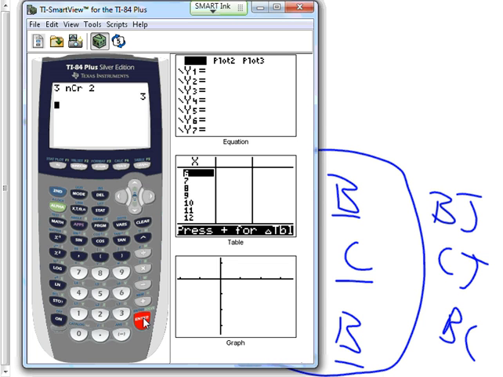4,060. C is under math. C is the 3rd one down. 3. There we go. 4,060. That's a lot of different ways. Holy cow. Now let me give you an example of one where the order would matter.